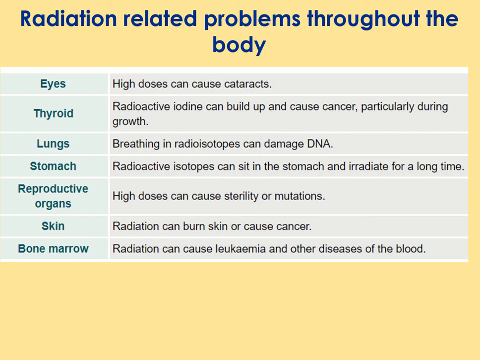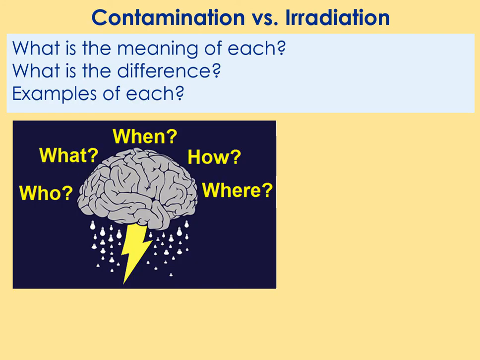So the exact problems of radiation in the body depends on which part of the body we're talking about. In your eyes it can cause cataracts, in your thyroid it can cause cancer, in your lungs it can cause damage to your DNA, and it also causes quite bad burns and things like leukemia and blood diseases. So pretty horrible stuff.